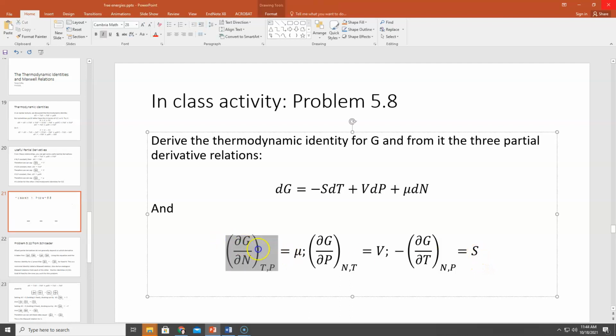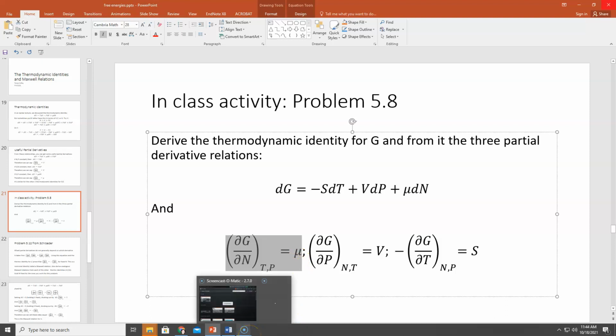Now, one important one that I want to emphasize right here is look at this definition. The partial of G with respect to N holding T and P constant is equal to mu. So what this means is that you've got a nice little definition here for your chemical potential, which is somewhat intuitive. It's the change in the Gibbs free energy as you add or subtract a particle. So that's kind of fun, because you're only holding things like temperature and pressure constant to get that definition.